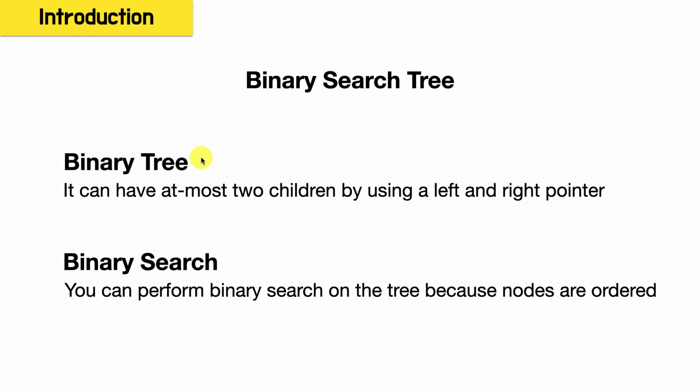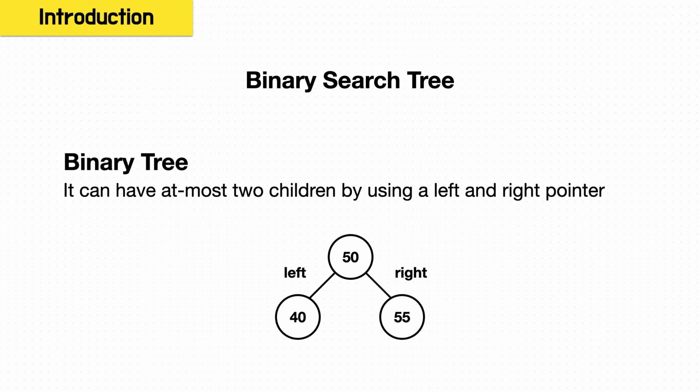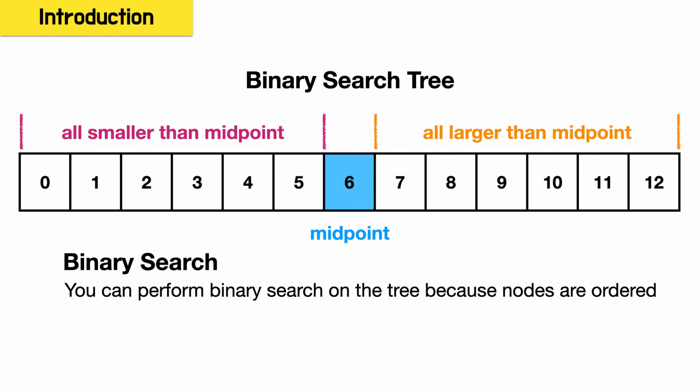So since it's a binary tree, each node can have at most 2 children, where it has a left and right pointer to those children. And you can perform binary search, which means the nodes are ordered, and you know at any node if you need to go left or right. So a binary search tree is a binary tree like any other binary tree. Each node is going to have a left and a right pointer to its children. And a binary search tree means you can perform binary search.